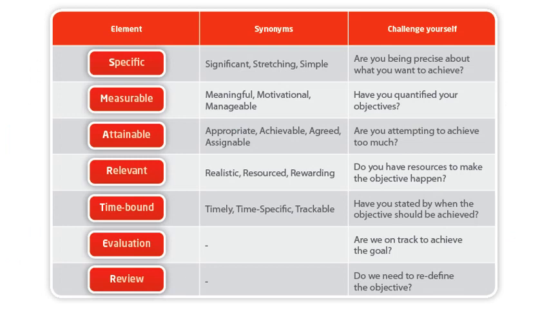So let us now see the elements of the SMART and SMARTER objective. So indeed, you can see the words that are synonymous to the terms specific, measurable, attainable, relevant, and time-bound. For the specific, you may use the terms significant, stretching, simple. For measurable, it can be meaningful, motivational, manageable. Attainable, can be appropriate, achievable, agreed, assignable. Relevant, realistic, resource, rewarding. And time-bound, it can be timely, time-specific, and trackable.